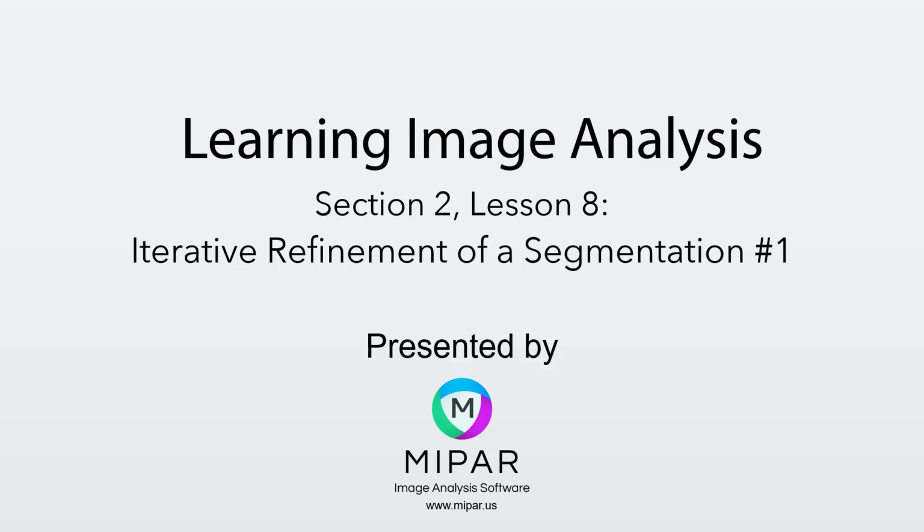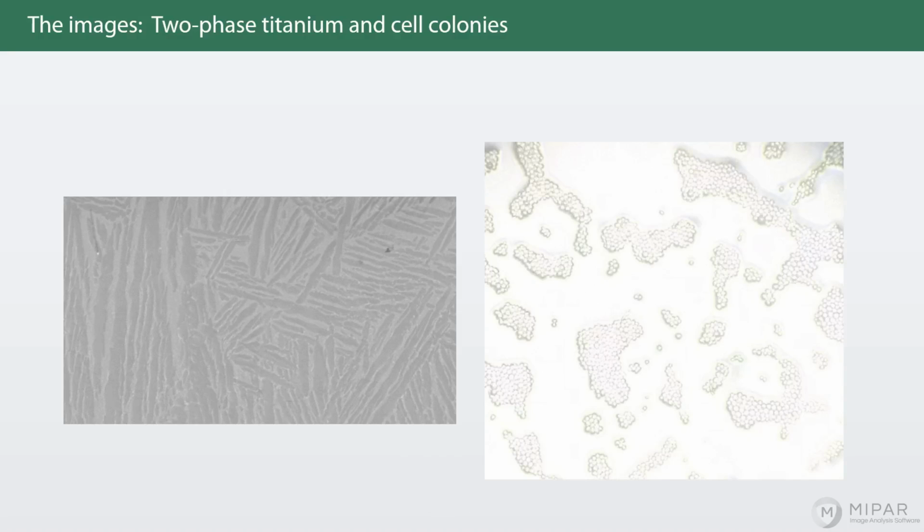Our lesson today is Iterative Refinement of a Segmentation. We have two images, both of which we've handled before. On the left is two-phase titanium. We have the dark alpha phase and the bright beta phase. And on the right we have colonies of cells. In both of these, our previous segmentations had a few errors that I want to address. So we're going to fix some of these mistakes, make the end result better, and make the end measurements better as well.